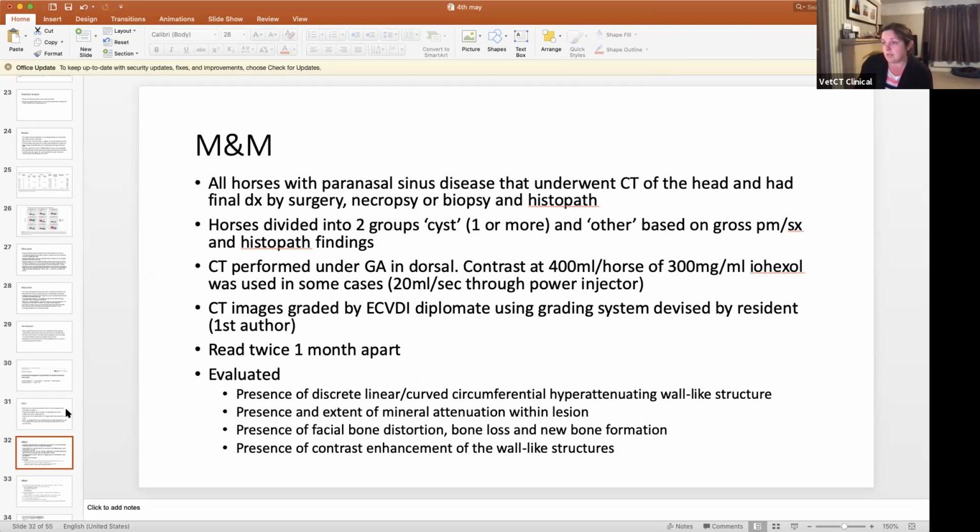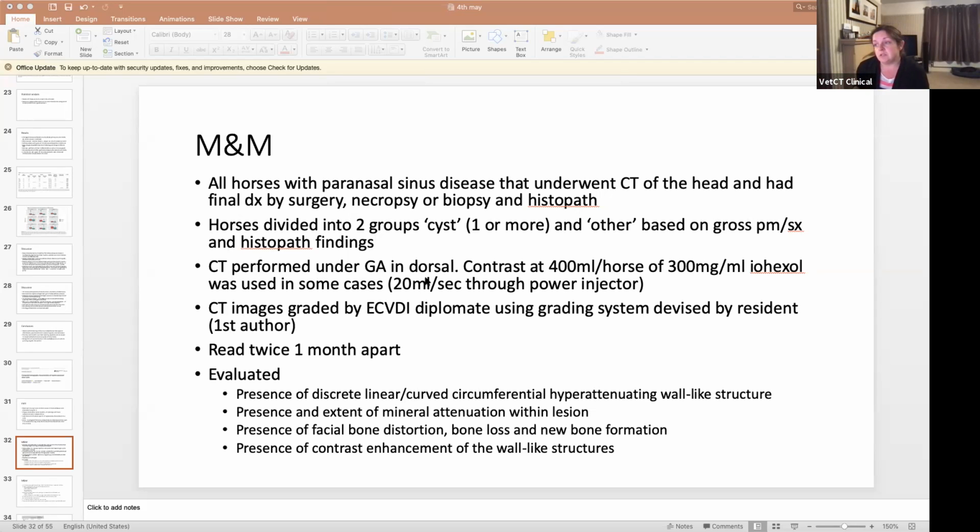So they looked at all horses with paranasal sinus disease over a period of time in their clinic, between 2011 and 2016, that had a confirmed final diagnosis by either surgery, or necropsy, or biopsy and histopathology. So they all had to have a pathological diagnosis. And they divided the horses into two groups, which was cyst, and that could be horses with one or more cysts, or other, so any horse with any other sinus disease, and that was based on gross pathology or surgical or histopathology findings. Everything had to have histopath confirmation.